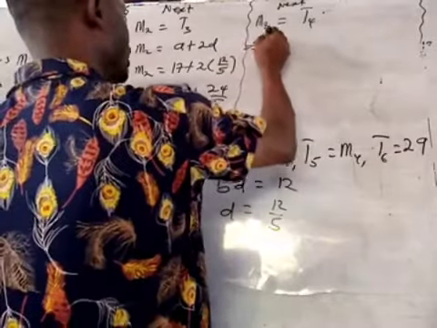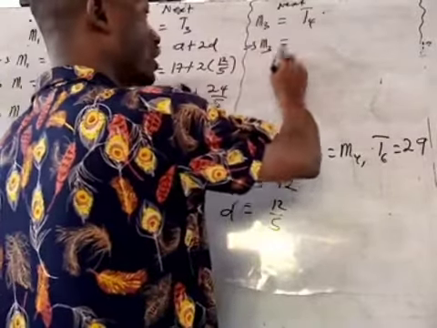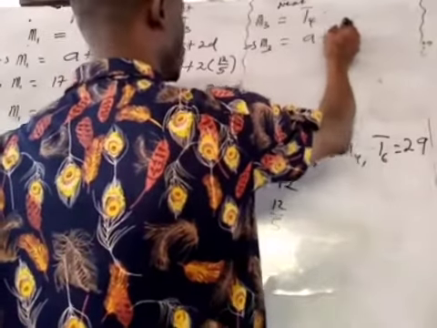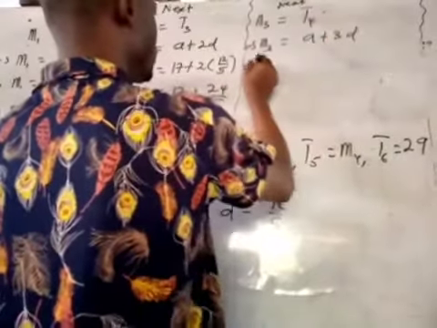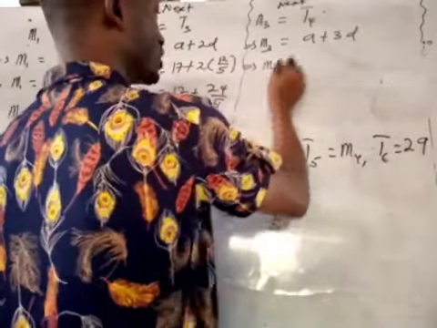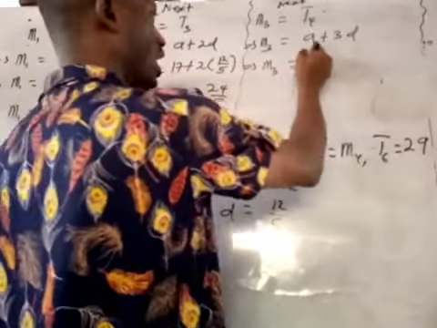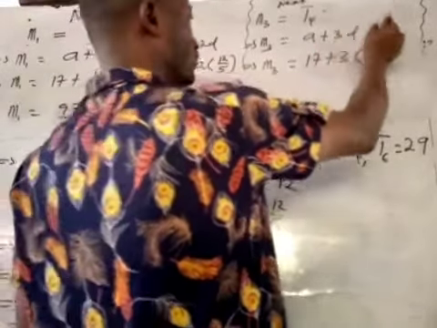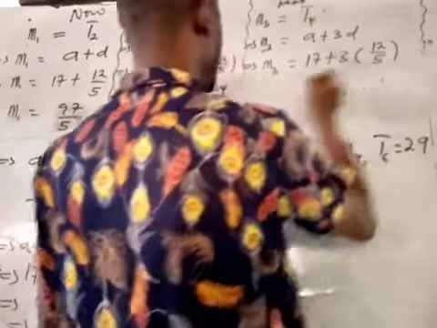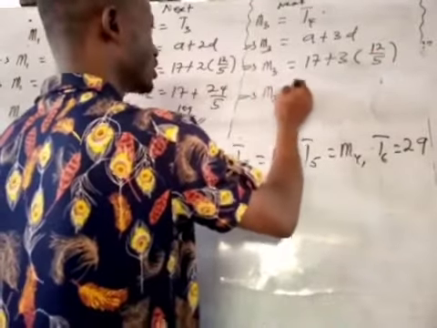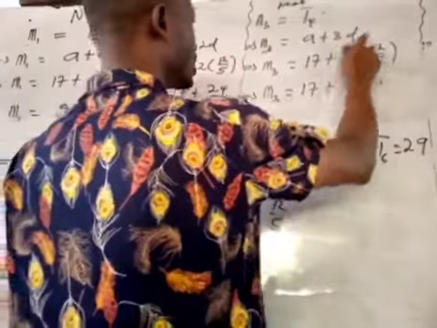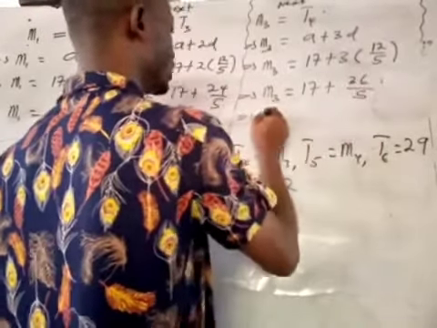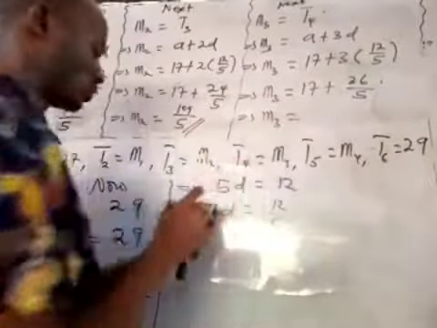This now means that the third arithmetic mean will be equal to, remember, for a sequence in arithmetic progression, the fourth term is given as A plus 3D. So our third arithmetic mean will be equal to the first term, 17, plus 3 into the common difference, 12 over 5. And this now means that our MO3 will be equal to 17 plus 3 by 12, which gives us 36 over 5.